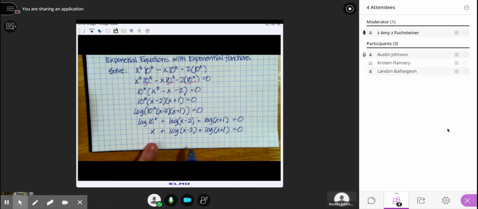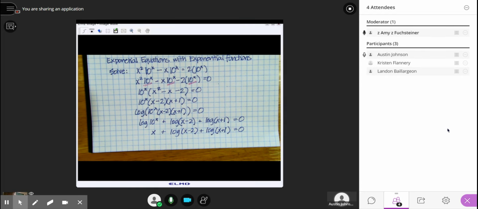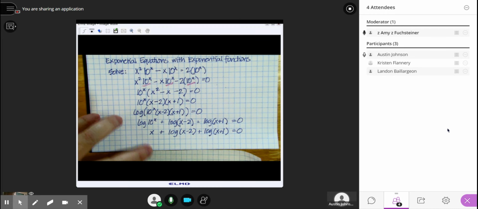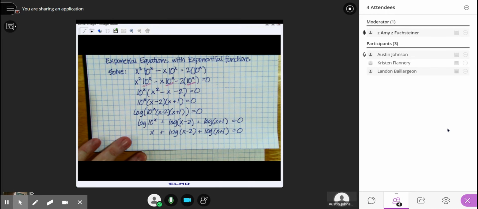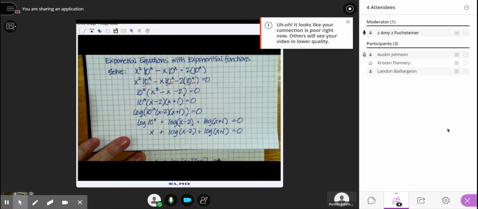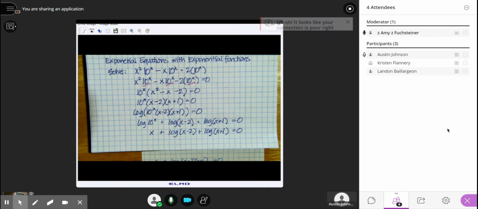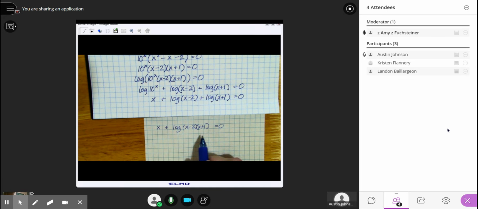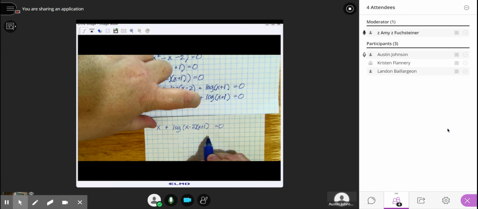Okay, I'm going to try something. I'm a little stuck at the moment. It happens. But this is where I try things. So I've got x. I'm going to do plus log of x minus 2, x plus 1. So I'm going to put them back together. And then I'm going to move all of this over to the other side.